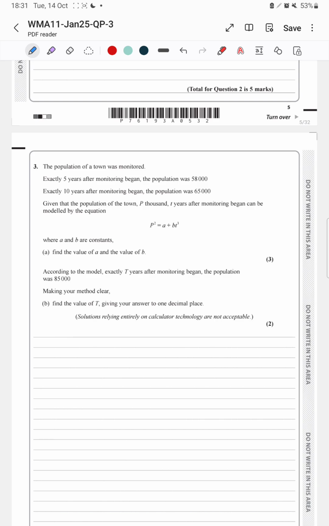Next is, the population of a town was monitored. Exactly 5 years after monitoring began, the population was 58,000. Exactly after 10 years, the population was 65,000. Given the population of the town is p thousands, t years after, it is given like p squared. See, they are saying the population is in thousands, and here p is already in thousands.